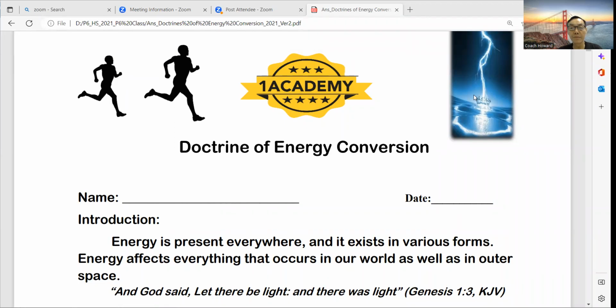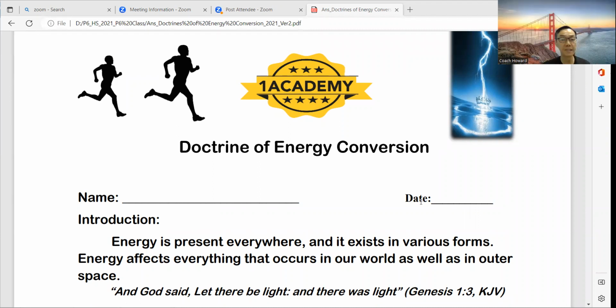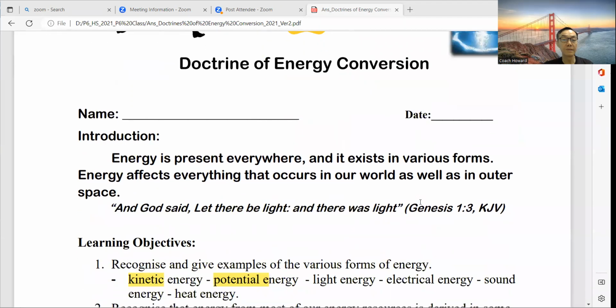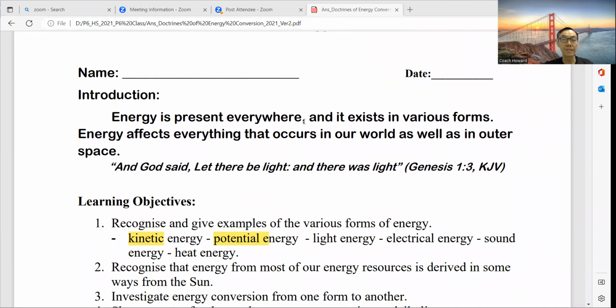Okay, today I'm doing a quick revision on the doctrine of energy. So this is important. Energy is present everywhere. It exists in various forms, and energy affects everything that occurs in our world as well as in outer space. Because in a solar system, right? Yeah. So the sun produces tremendous energy, and this energy produced by the sun usually is converted to heat and light energy. That's why in the daytime you can see the brightness, just like here behind me, the Golden Gate Bridge, the rising sun. And also we can feel the heat.